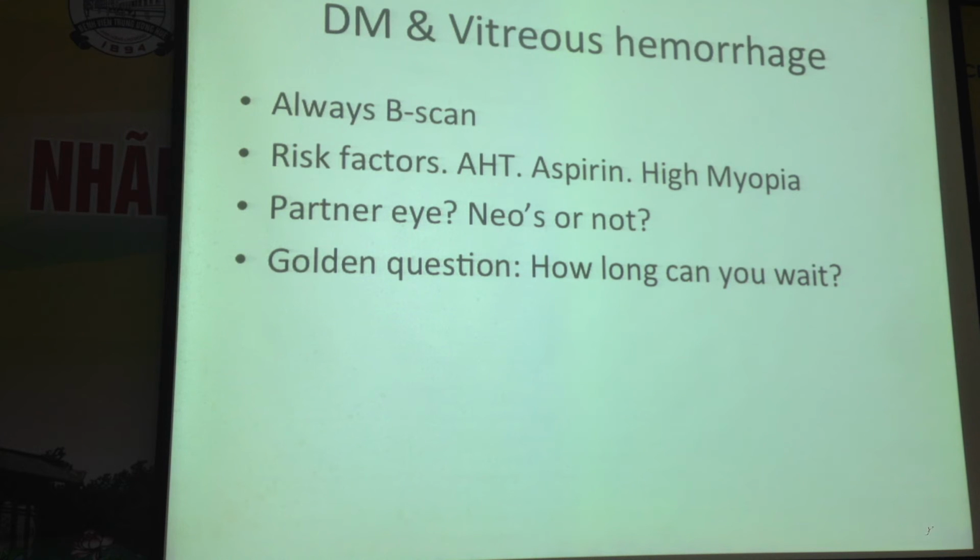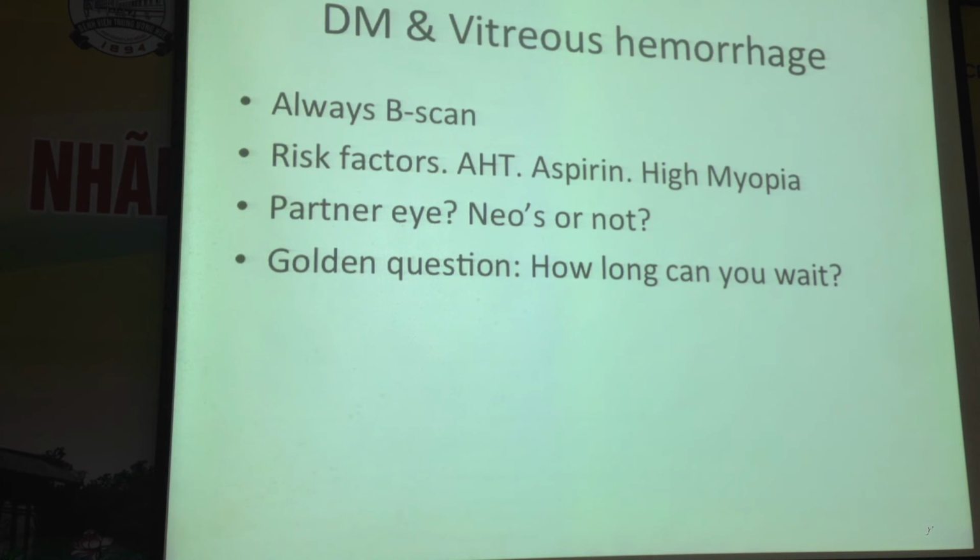This is another point. This is a question I always get when I'm visiting colleagues. What do I do if I have a diabetic patient with vitreous hemorrhage? Of course, always do a B-scan. It's logical to do a B-scan and see what is behind the blood.